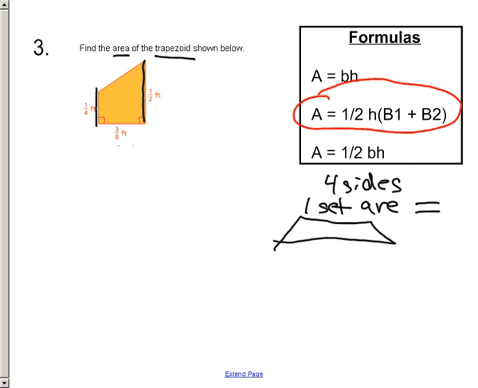Area equals 1/2 the height times base 1 plus base 2. Now remember the bases are always parallel to one another in a polygon or in a 3D figure as well when you're trying to find the surface area. Bases are parallel. So let's go ahead and write this formula. Area equals 1/2 times height, and you should be copying this in your notes, times base 1 plus base 2.